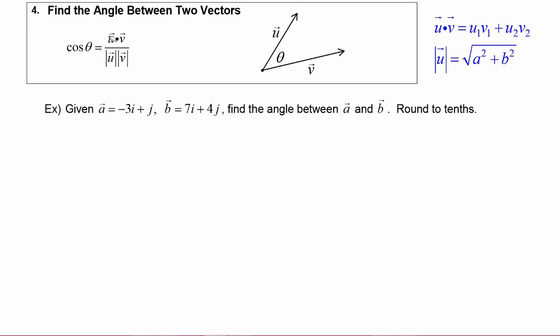In this example, we're given that vector A is negative 3i plus j, and vector B is 7i plus 4j, and we have to find the angle between vector A and vector B. Well, it's a great idea to start off by drawing a picture.